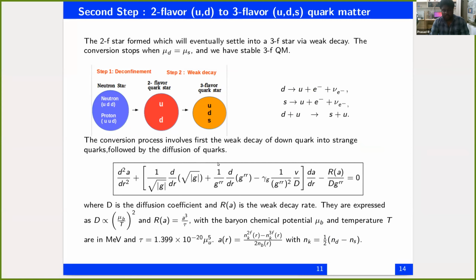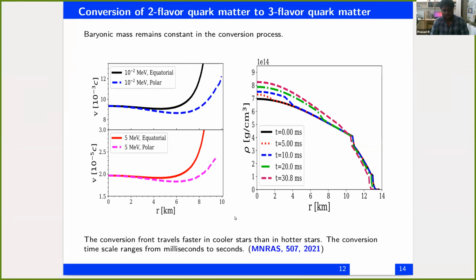And the time scale for this particular thing comes out to be about milliseconds to seconds, depending upon the temperature of the star. So this is shown for 10 power minus 2 MeV temperature. This is shown for 5 MeV temperature. Diffusion time scale of the 2-flavor to 3-flavor conversion.